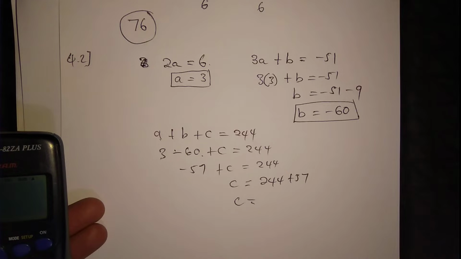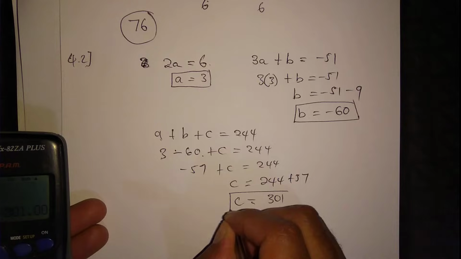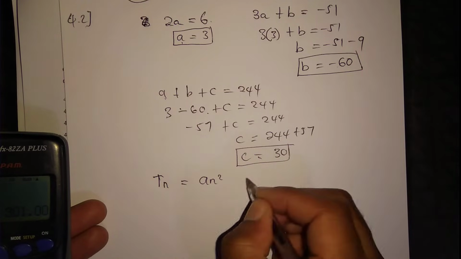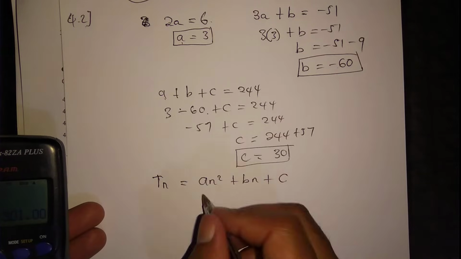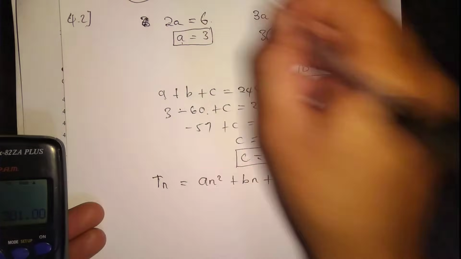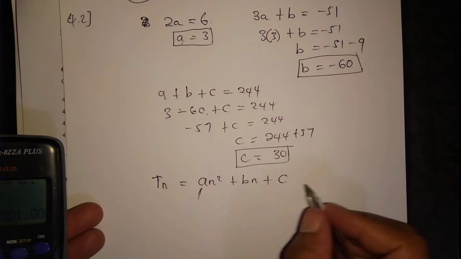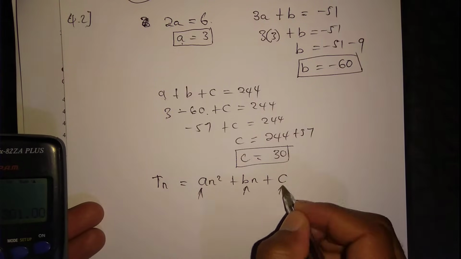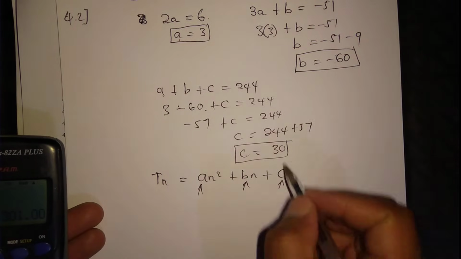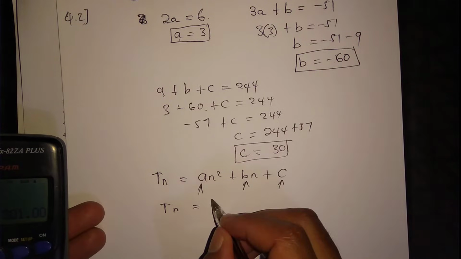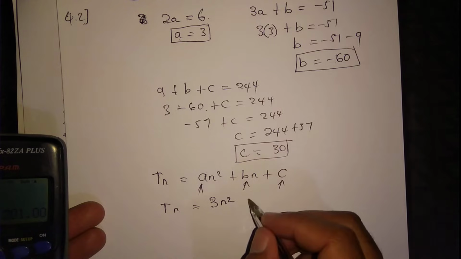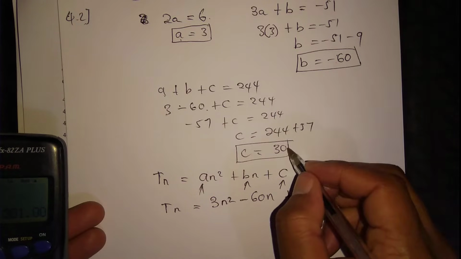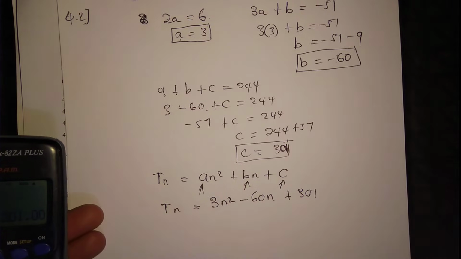So therefore 244 plus 57 is equal to 301. So we have a, b, c. The general term, or the nth term, of a quadratic pattern is an squared plus bn plus c. If you want the nth term of a quadratic pattern, you need to substitute the values into this general formula. You must calculate a, b and c. Then substitute: a is 3, so it's 3n squared, b is minus 60, and c is 301.